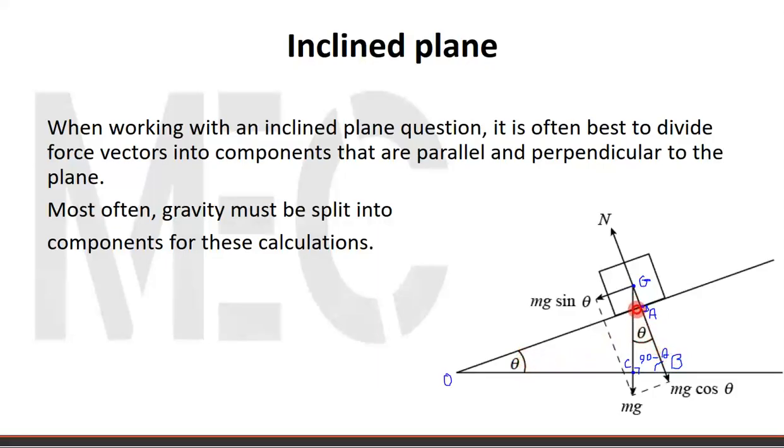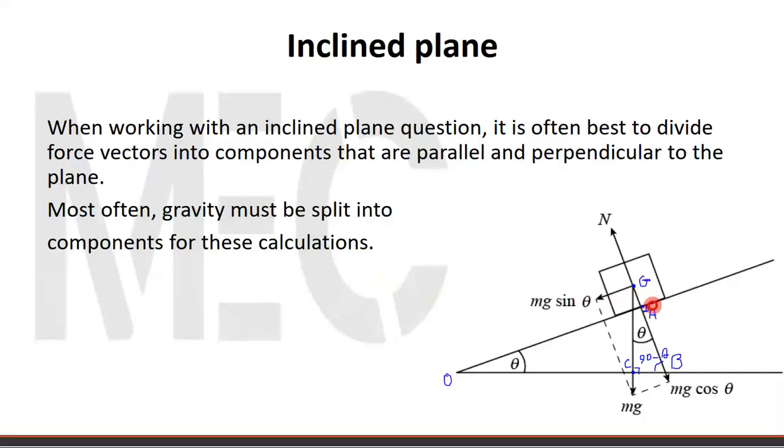It's clear that this is mg cosine of theta and mg sine of theta. So mg sine of theta will be parallel to the surface of the inclined plane. Mg cosine of theta will be perpendicular to the surface of the inclined plane, taking theta as the angle of the inclined plane. Most often, gravity must be split into components for these calculations.